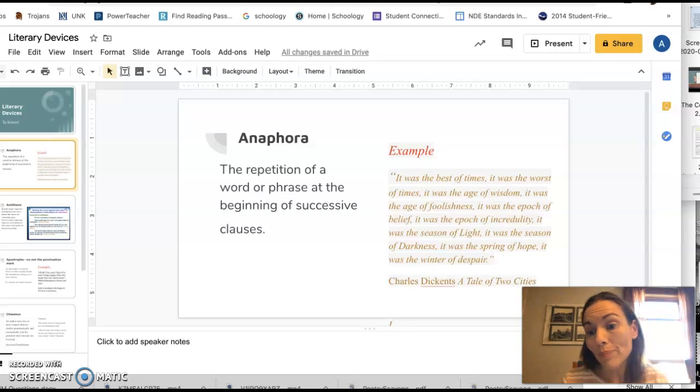Anaphora is the repetition of a word or phrase at the beginning of successive clauses. So, it was the best of times, it was the worst of times, it was the age of wisdom, it was the age of foolishness. This comes out of Charles Dickens' A Tale of Two Cities. And yes, I just realized I spelled his name wrong, so I'll have to fix that. Sorry, I didn't proofread carefully enough. Anyway, this is the anaphora, the repetition of the word or phrase at the beginning of a successive clause.